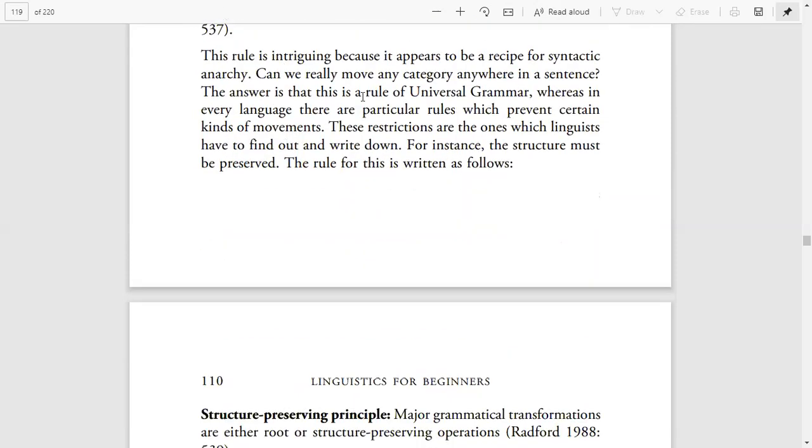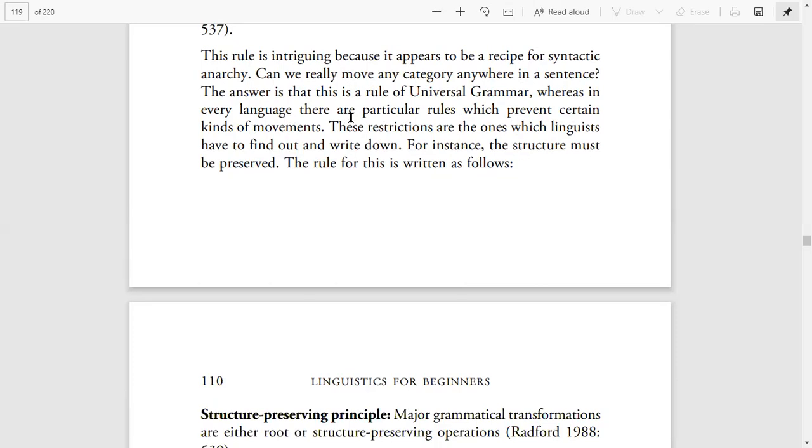This rule is intriguing because it appears to be a recipe for syntactic anarchy, or syntactic disorder. Can we really move any category, any constituent, anywhere in a sentence? The answer is that this is a rule of universal grammar, whereas in every language there are particular rules which prevent certain kinds of movements.